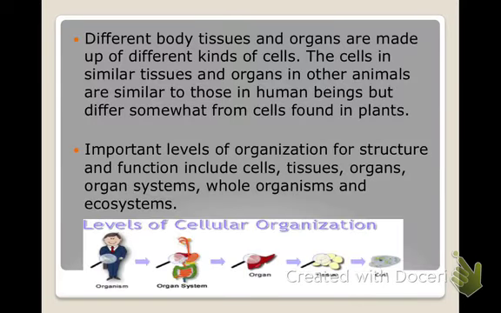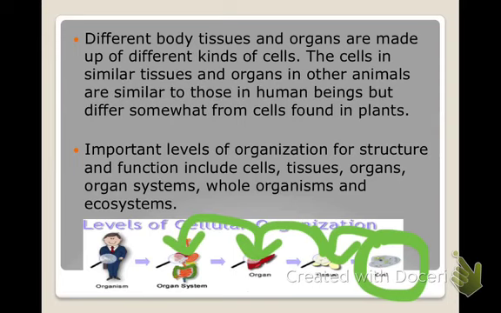Okay, so we've already talked about the levels of cellular organization in our last unit, when we were talking about cells. So remember, we start with the most basic, smallest living thing, the cell. Cells make up tissues, tissues make up organs, organs make up an organ system, and a bunch of organ systems all working together make up a multicellular organism. So different body tissues and organs are made up of different kinds of cells. The cells in similar tissues and organs in other animals are similar to those in human beings, but differ from plants. Okay, so we're going to continue on.